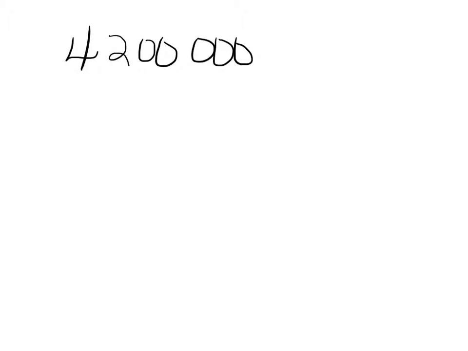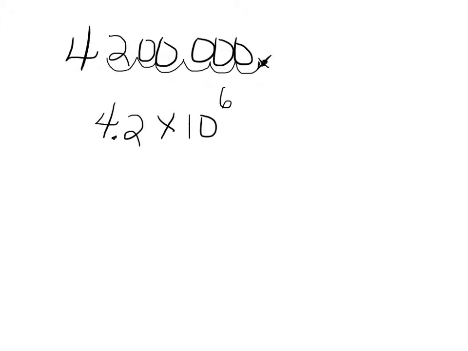If I'm trying to write a number in scientific notation, I have to look at where the decimal point is. So again, there's not really one here, but it would be written at the end of this number. And then I need to move my decimal so that I get a number between 1 and 10. So in the 4,200,000 example, I have to get my decimal point to be 4.2. So I'm going to move it 1, 2, 3, 4, 5, 6 places. So this will be 4.2 times 10 to the 6th.